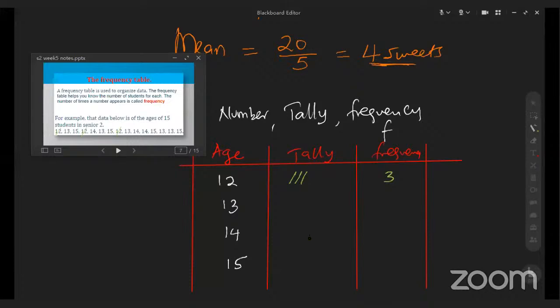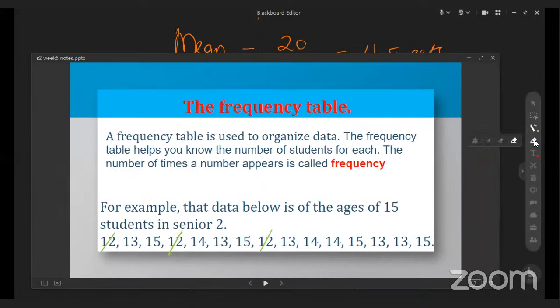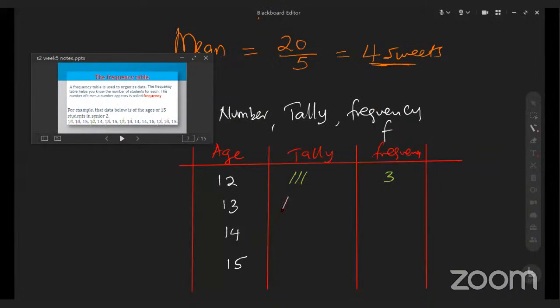Okay, we move on to age 13. We look at age 13. Age 13 has one, two, three, four, and five. These are the ones that we have. So you also come and cross out here in your tally. One, two, three, four, and then five. Here we shall put the 5.